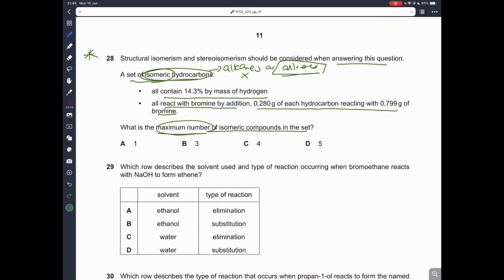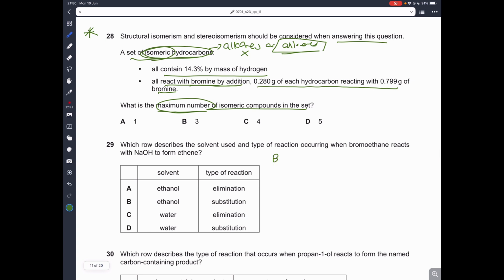Okay, so bromine by addition reaction, 0.2. Maximum number of isomers. Okay, for this question, bromine, Br2, 1 bromine is going to react with CxH2x because it's an alkene. We don't know what structure it is going to be.